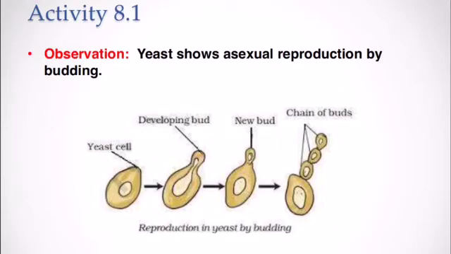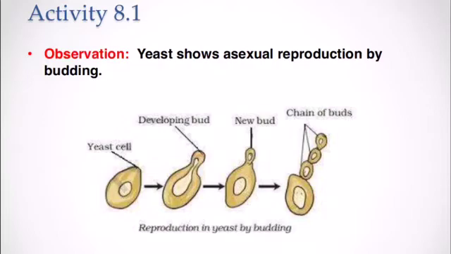Okay, so these are the yeast cell. This is the developing bud, this is the new bud. I have told you in figure also, diagram भी बनाया था हमने, and these are the chain buds. Okay, so this is about the budding.